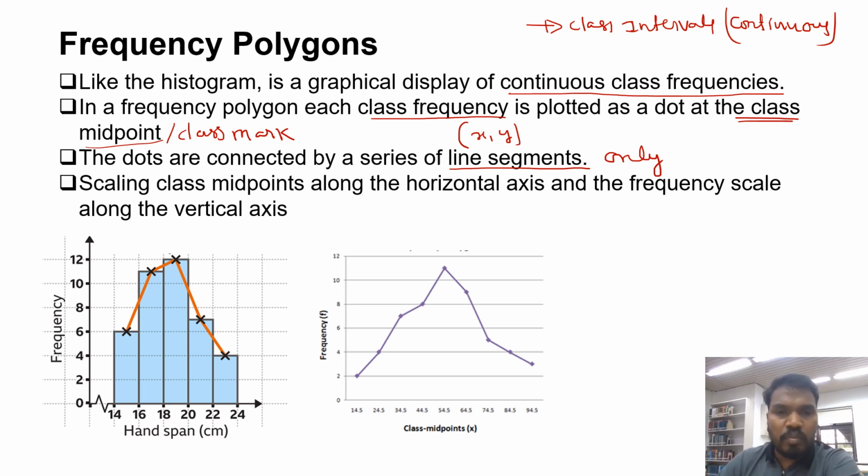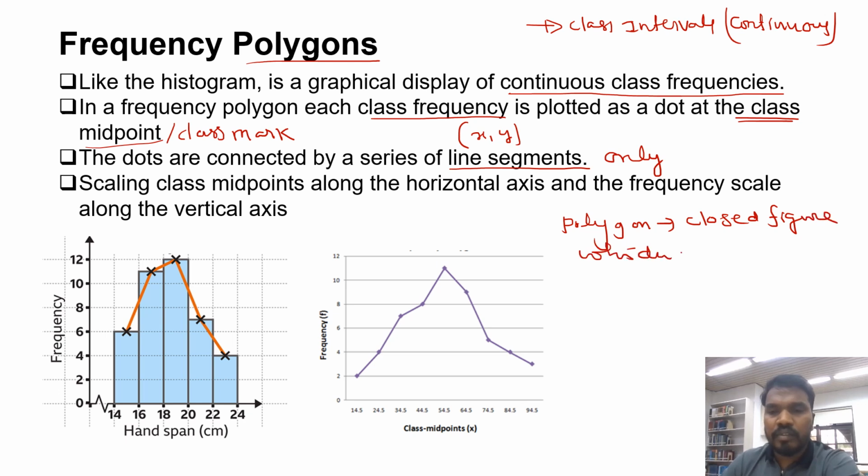Why? Because they are polygons. Polygons are nothing but a closed figure which is made up of only line segments. So what is a polygon? A polygon is a closed figure which is made up of line segments only. So it should be a closed figure and it should be made of line segments.